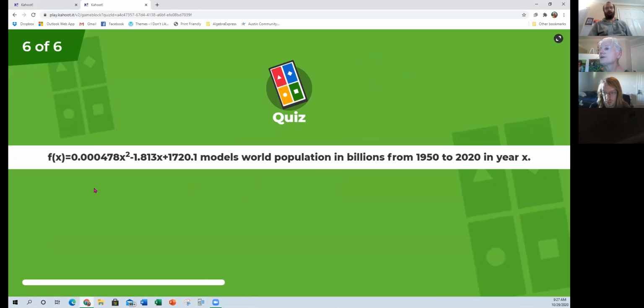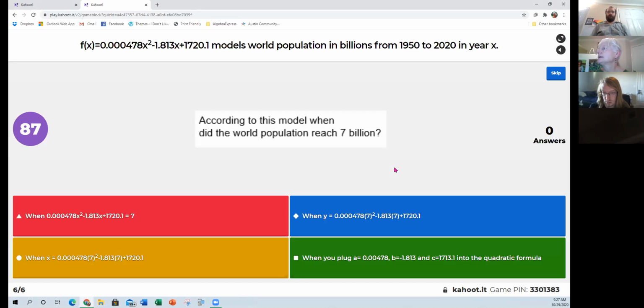F of x equals this lovely equation models the world population in billions from 1950 to 2020 in the year X. According to this model, when did the world population reach 7 billion? Which one of these would help you find that?